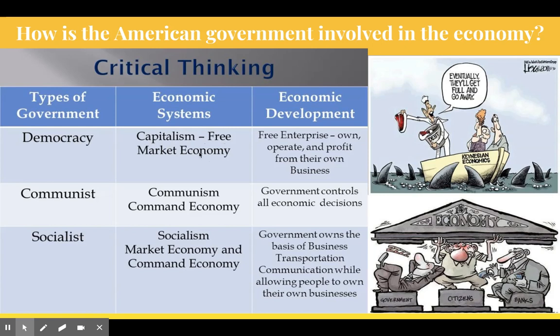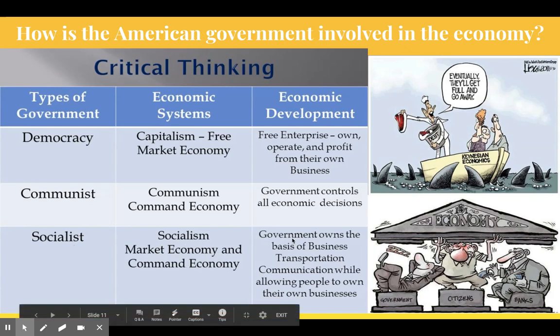Capitalistic, free market, right? Free enterprise to own and operate and profit from their own business. In a communist controlled system, communism is a command economy, right? The government controls economic decisions. Who's going to work in this and how much of this is going to be produced, right? And then there's a socialistic system where you've got a market economy and a command economy. Government owns the basis of business, transportation and communication, while allowing people to own some of their own businesses.